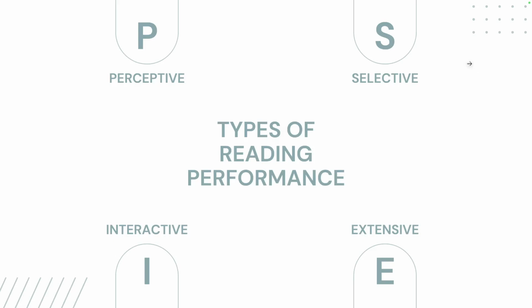Now, for our course, as I said, I'm going to show a lot of different examples, and I'm going to fly through them pretty fast because they are all very self-explanatory. But what you should be more focused on in learning is what's the difference between these 4 types. What makes it perceptive, what makes it selective, what makes it interactive, and what makes it extensive. And then which types of items are more suitable for that type of reading performance.